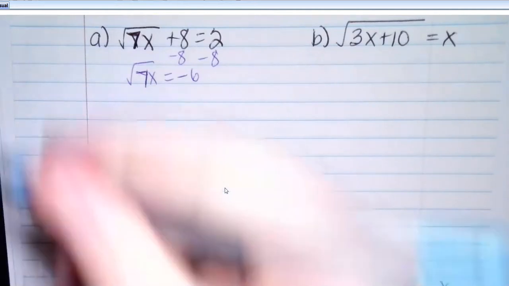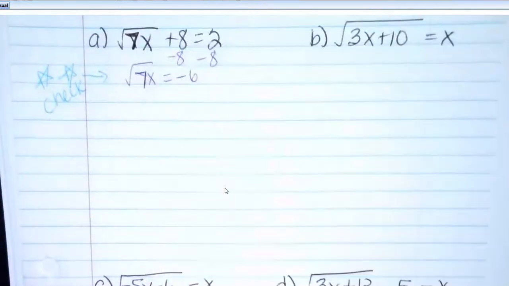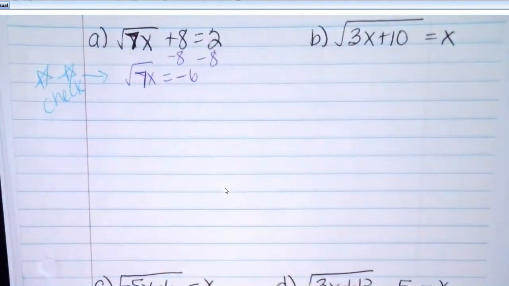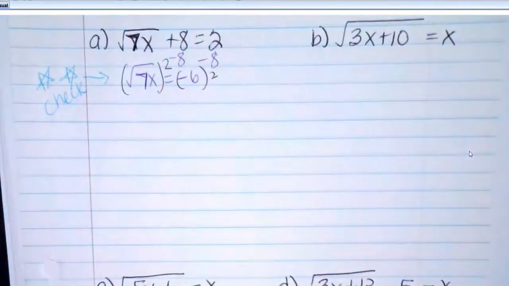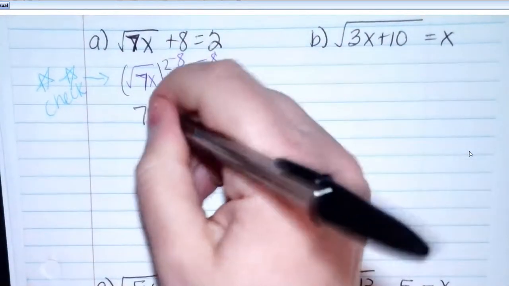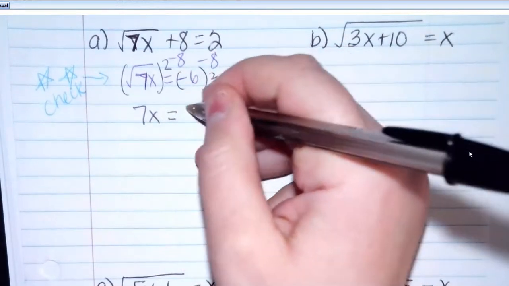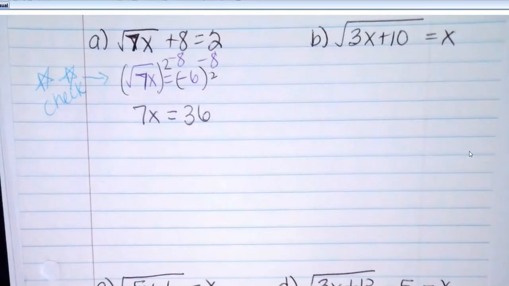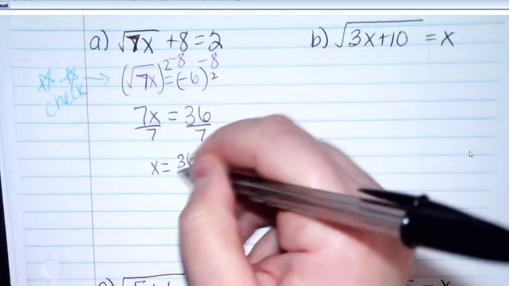Once you've got the radical isolated, that is where you would want to plug back in to check your answer. Right in this step, once you've got that radical isolated, I'm going to show you that when I plug this answer back in, it's not going to work. If I'm solving this correctly, to get rid of the square root, we're going to square both sides. Now, this is where you have the potential to introduce an extraneous solution, because when I square this -6, it actually becomes positive 36.